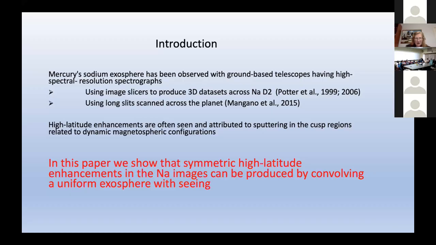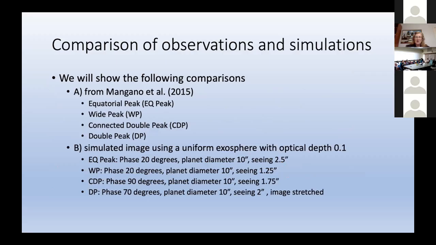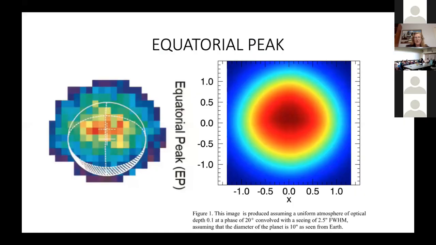EPSC, and this is the effect of seeing on ground-based observations. And it's often been seen that there are high latitude enhancements in sodium images. And what I'm showing is that you can produce high latitude spots even with a completely uniform exosphere. And what I'm going to compare is observations from ground-based telescopes taken by Mangano et al. and simulated images from a completely uniform exosphere.